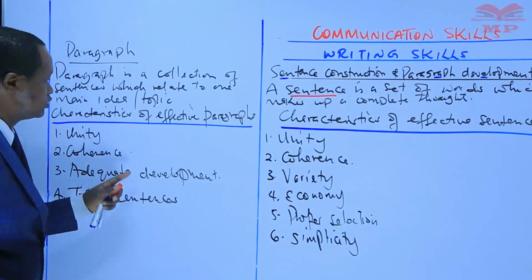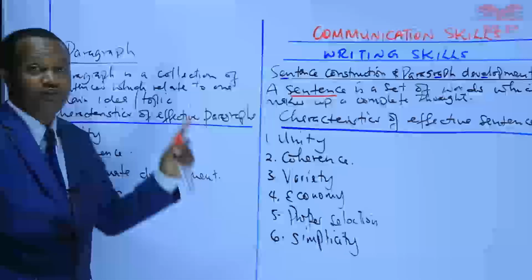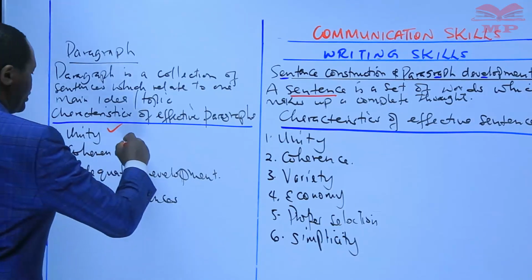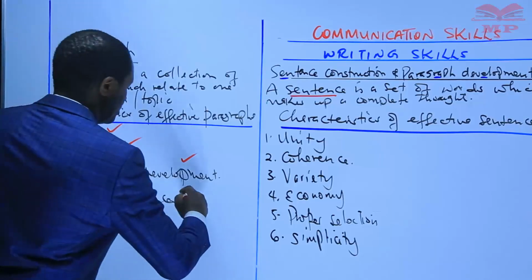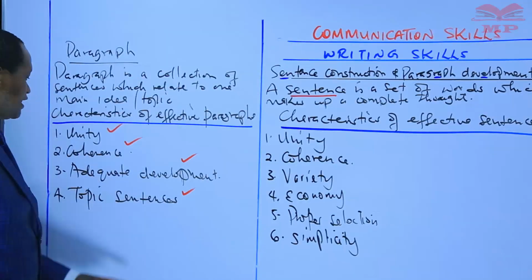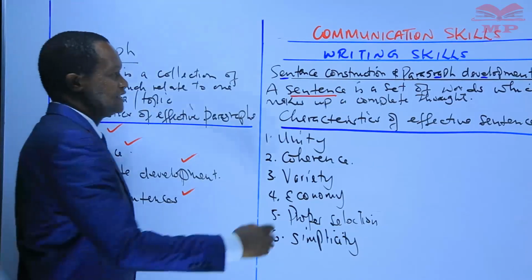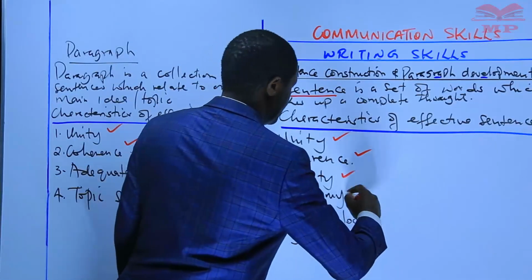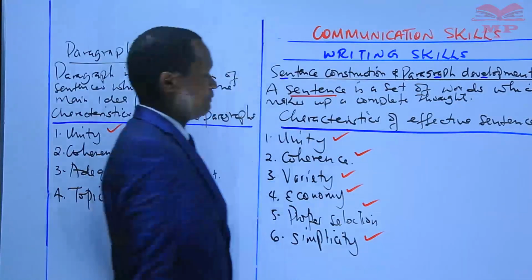Then in conclusion, we outlined the characteristics of effective paragraphs. Number 1, unity. Number 2, coherence. Number 3, adequate development. Number 4, topic sentences. So these are 4 characteristics of effective paragraphs and 6 characteristics of sentences: unity, coherence, variety, economy, proper selection, and simplicity.